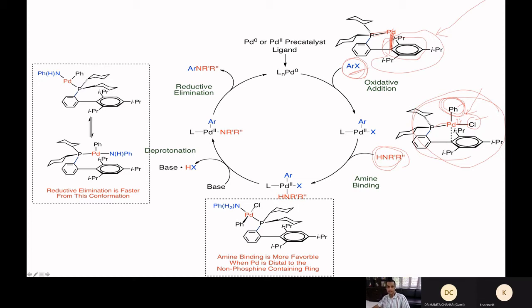And now once that is achieved, there is a free rotation around the CP bond, which can rotate and come outside of this orientation. As you can see over here, it came out. So palladium was on top of this phenyl ring, it came outside, and this is when amine binding is happening. Okay, before that, during the oxidative addition stage, amine could not have bound the palladium, right?